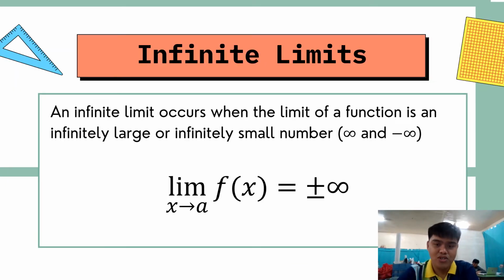Now, when x approaches a value that will make a function very big or very small, it will result in an infinite limit. So an infinite limit occurs when the limit of a function is an infinitely large or infinitely small number. So either positive infinity or negative infinity. And it is written in this manner.